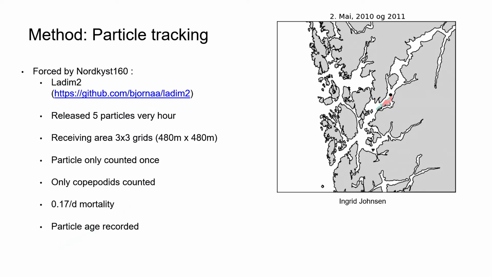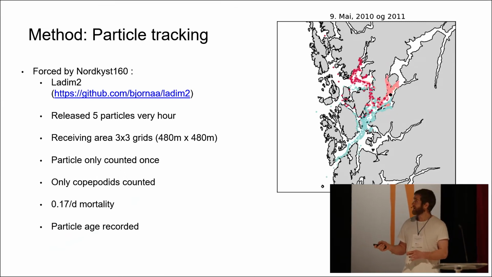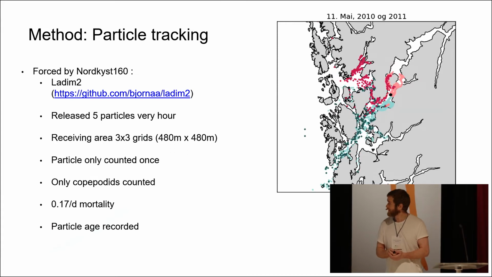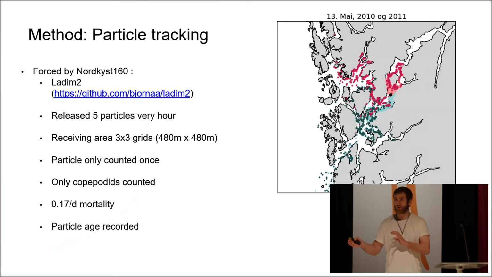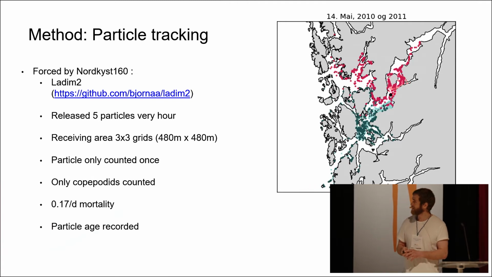For the particle tracking, we used NorKyst 160. Vladim 2 was the particle tracking model. We released 5 particles every hour from each farm site. The receiving area was 3.3 grids, or 480 by 480 meters. And a particular particle was only counted once in any given connection.